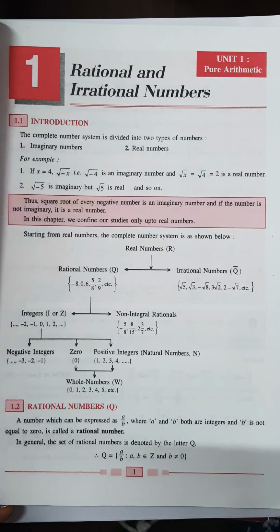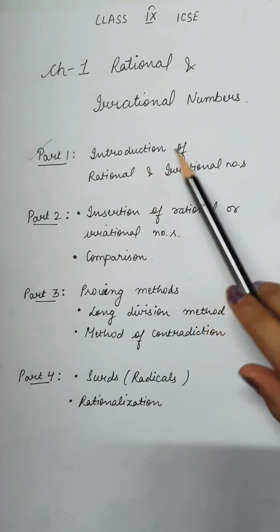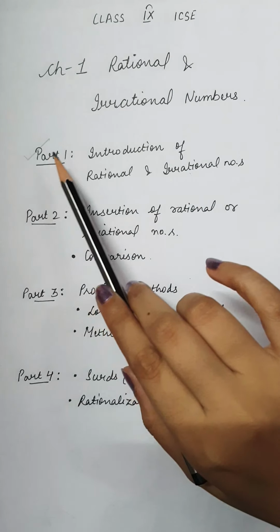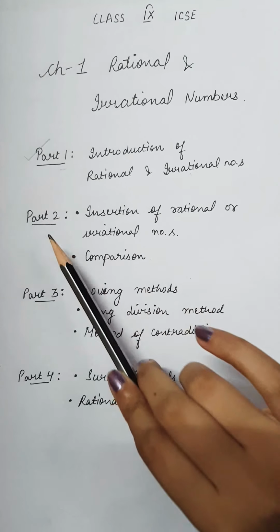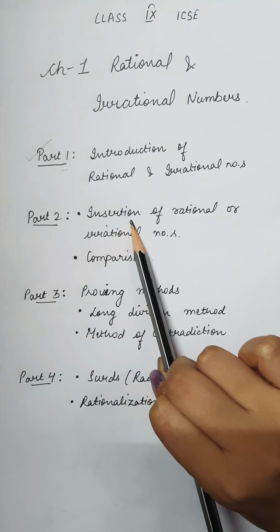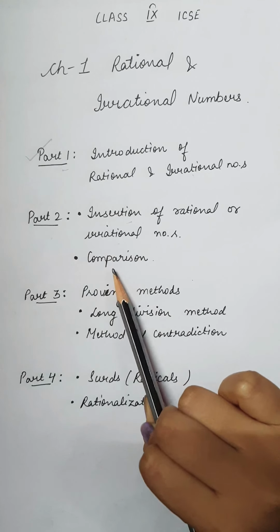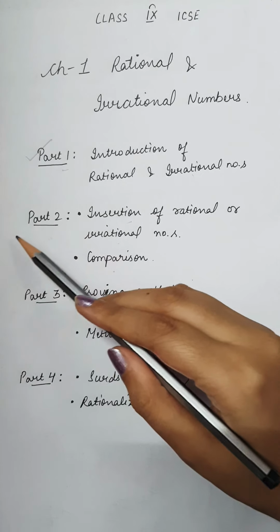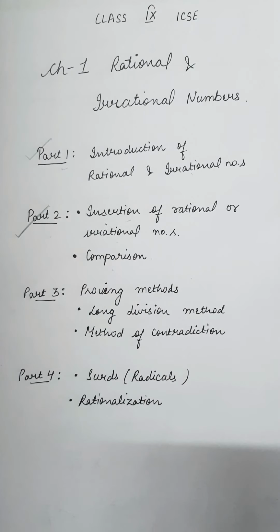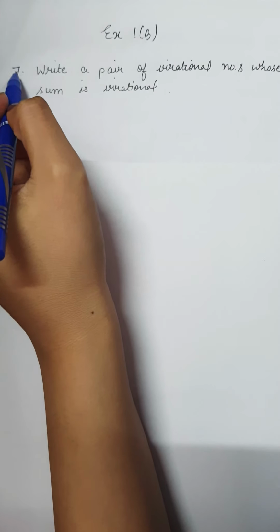We had started class 9th, chapter 1, rational and irrational numbers, and in the previous video we had covered the introduction of rational and irrationals in the part 1 video. Now in the second part of the video we are going to study how to insert a rational or irrational number, or comparison of rational and irrational numbers. So let's get started. Okay, exercise 1b, question number 7.